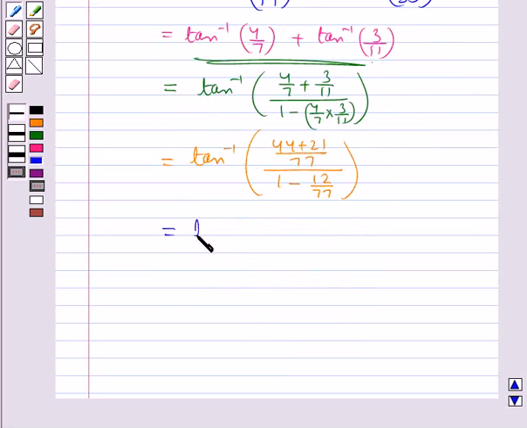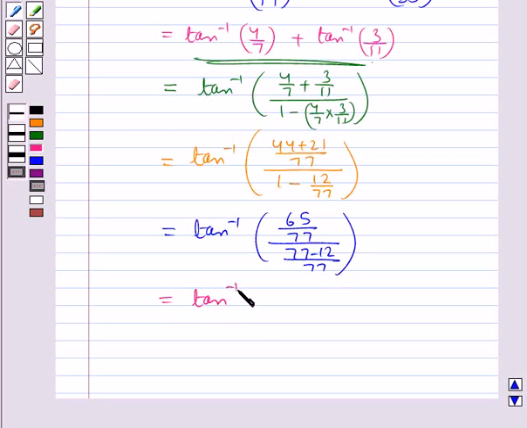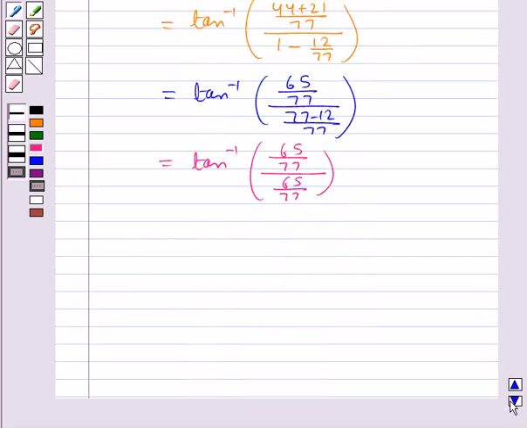This becomes equal to tan inverse 65 upon 77 whole upon 77 minus 12 upon 77. That is, this is equal to tan inverse 65 upon 77 upon 65 upon 77. So we have LHS is equal to tan inverse 1, and this is equal to pi upon 4, which is equal to the RHS.